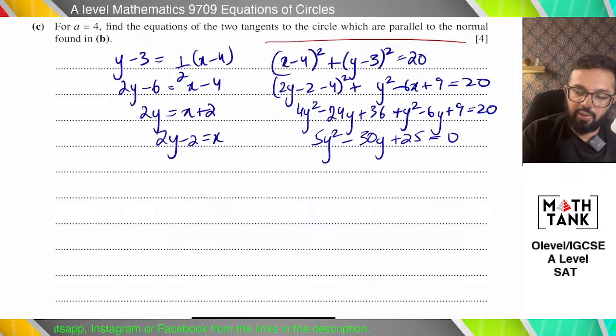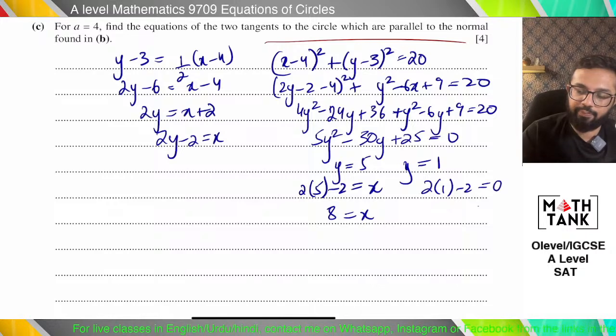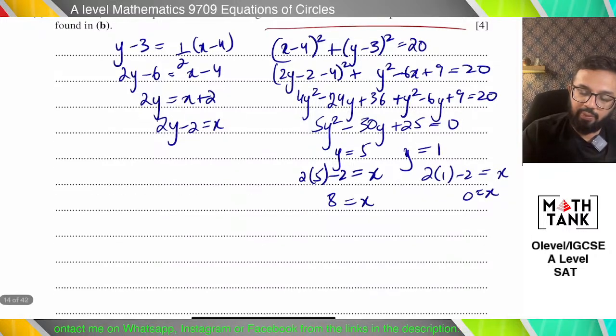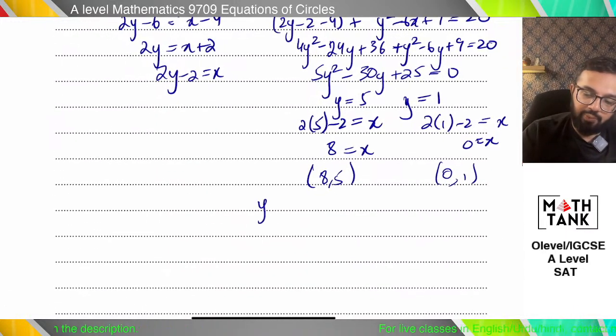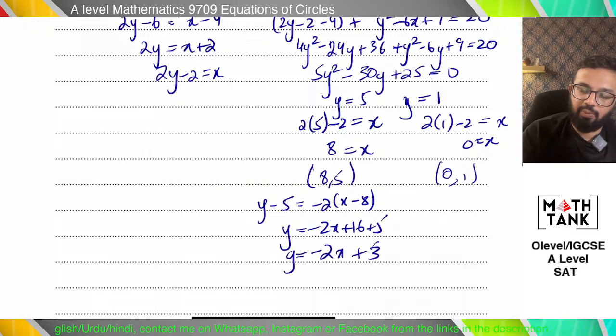Okay, so I think I'm going to get 5 and 1 as the values of y. To find out the values of x, I have x as 8 and x as 0. So one of these points is 8 comma 5 and the other is 0 comma 1. To find the equation of the normals, I'm going to again use the formula y minus y1 equals m x minus x1. So minus 2x plus 16 plus 5, minus 2x plus 21.